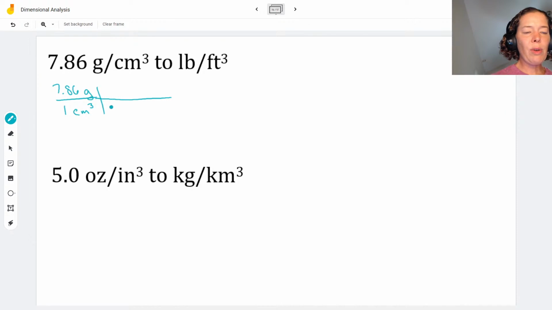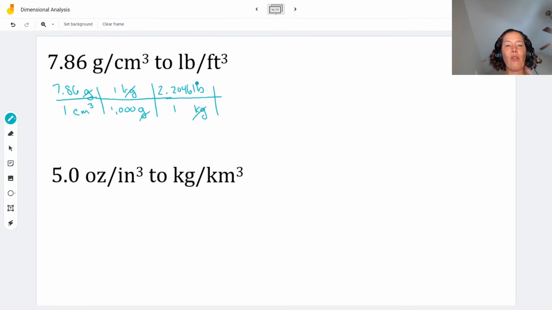All right, so we've got 1,000 grams in 1 kilogram. And then we're going to get rid of the kilogram and go to pounds, and that conversion factor is 2.2046. All right, so my grams have canceled, kilograms have canceled. So now I've converted the numerator. I've gone grams to pounds, but I'm not done yet. Now I've got to go centimeters cubed to feet cubed. So let's go back.